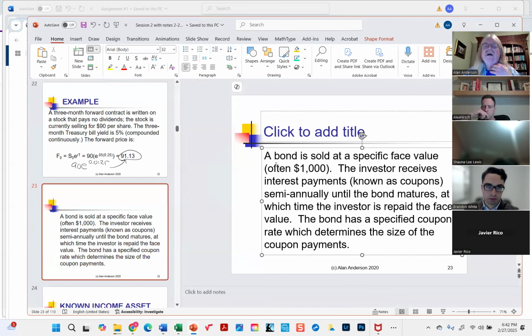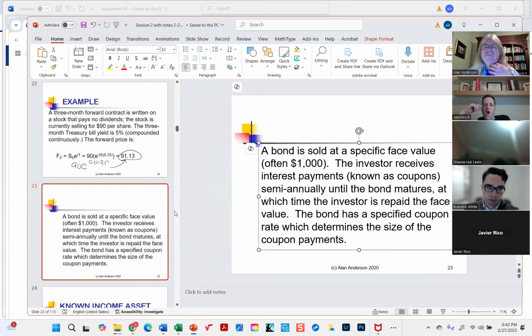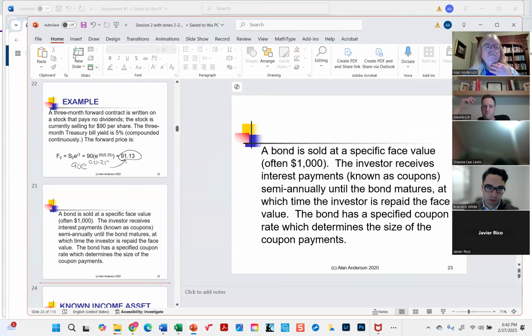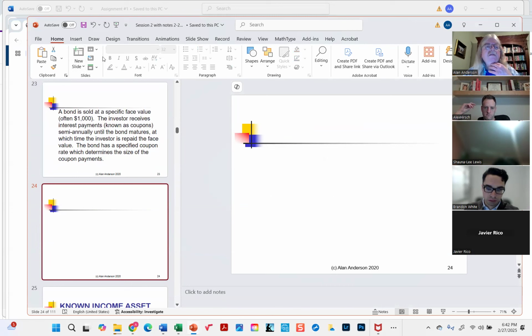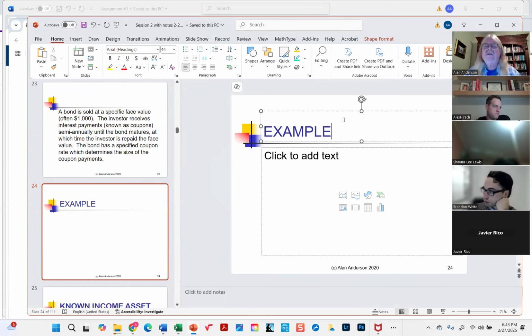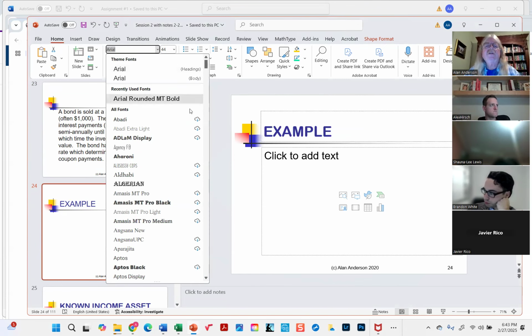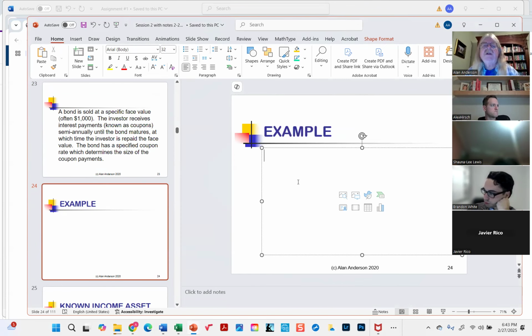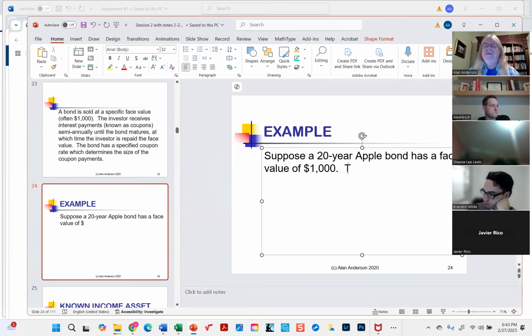So let's say you do buy an Apple bond. And you can look up actual bond prices on the internet. There are websites that show you all the different bonds that are trading in the marketplace. So suppose a 20-year Apple bond has a face value of $1,000. The coupon rate, 6%.